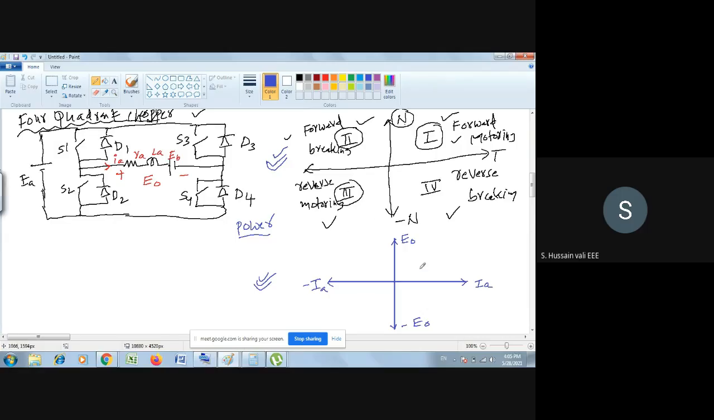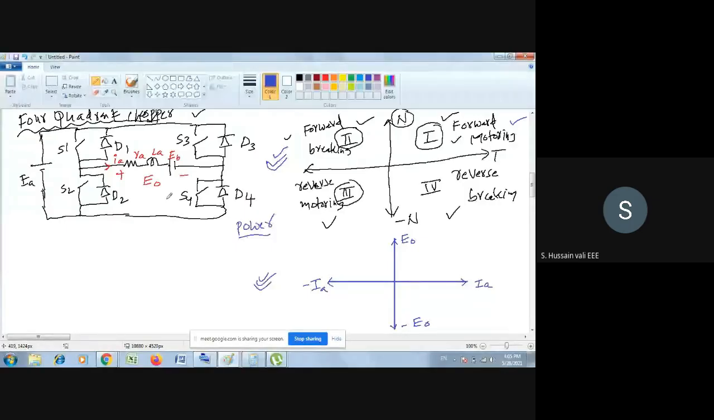Now you see here. If you want to operate the motor in the first quadrant, that means in the forward motoring direction, then E naught and IA should be positive. When E naught and IA are positive, out of all the four switches and all the four diodes, which one will conduct and when? That I will tell you. See here, first quadrant.